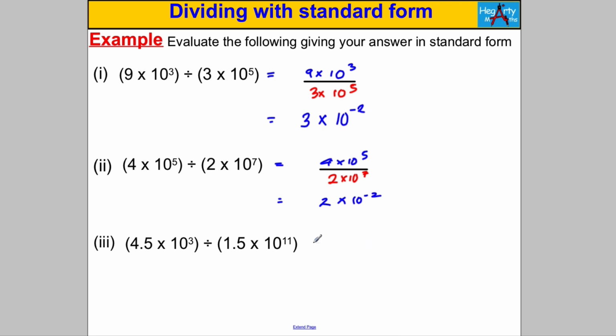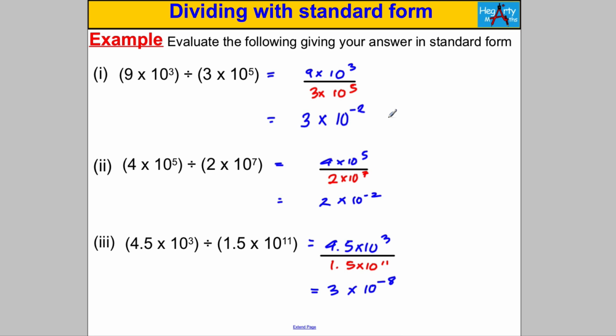And the last one, exactly the same process, 4.5 times 10 to the power of 3 over 1.5 times 10 to the power of 11. 4.5 divided by 1.5 is 3, because 3 1.5s go into 4.5. 10 to the 3 divided by 10 to the 11 is 10 to the 3 subtract 11, which by the symmetry of subtraction is 10 to the negative 8. And there you go, we've evaluated those and given our answer in standard form.